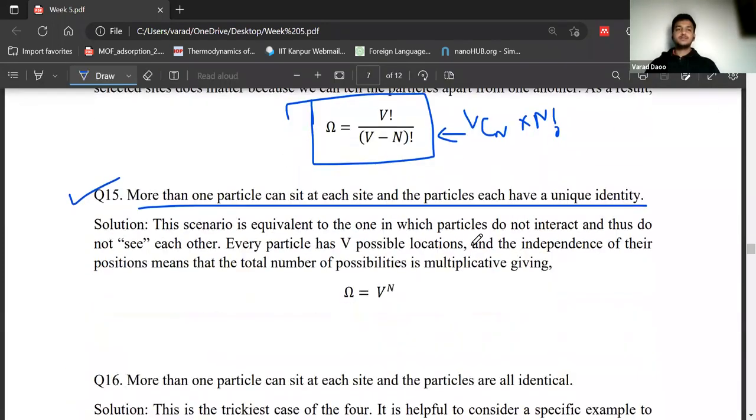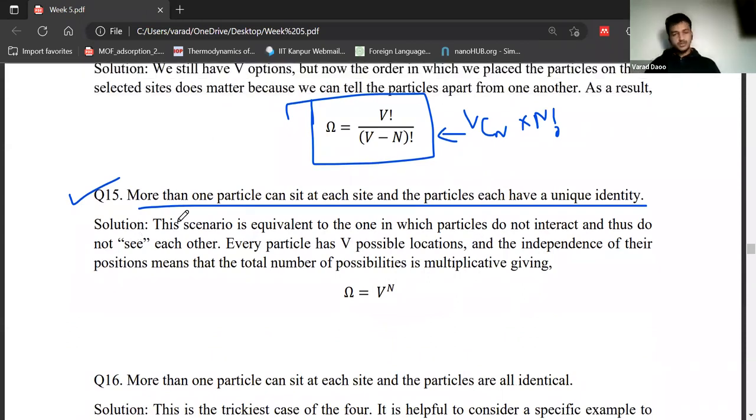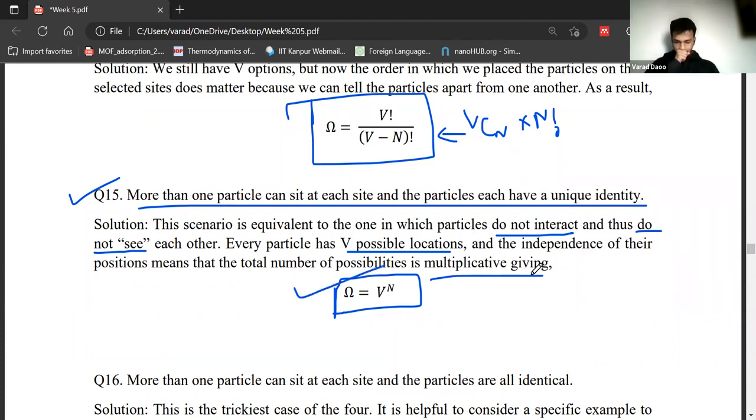Okay, anybody got any answer? Okay, so I'll keep giving the answer. So this is the answer, right? Why is that? This scenario is equivalent to one in which particles do not interact and thus do not see each other. Every particle has B possible locations, and the independence of their positions means the total is multiplicative. Give me any question.